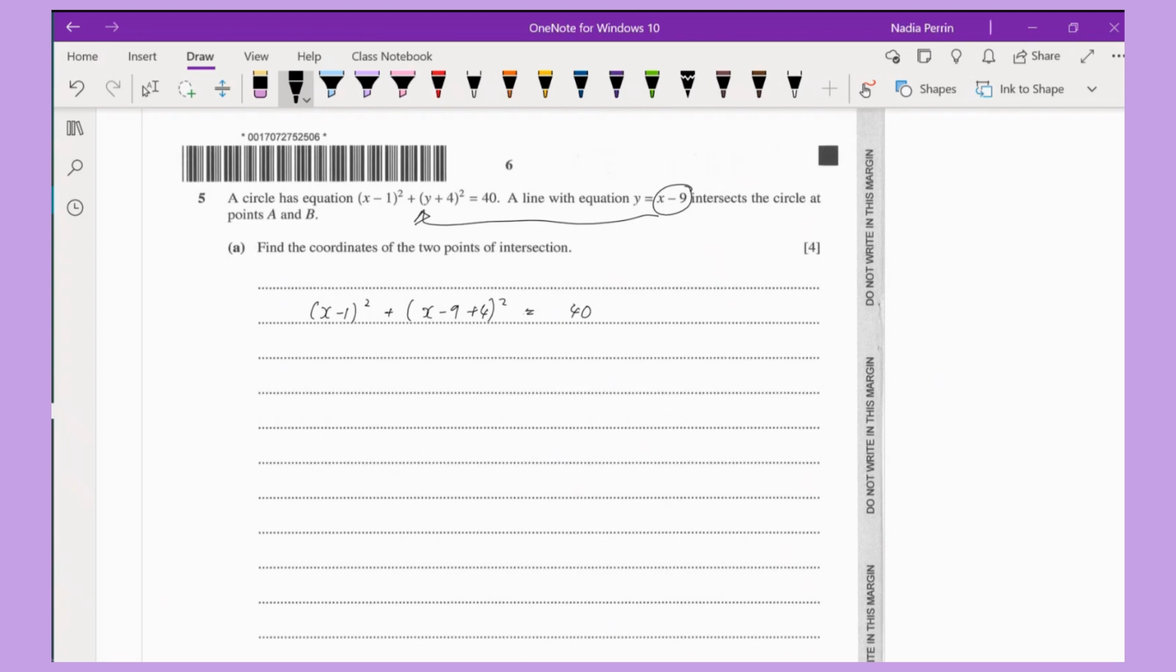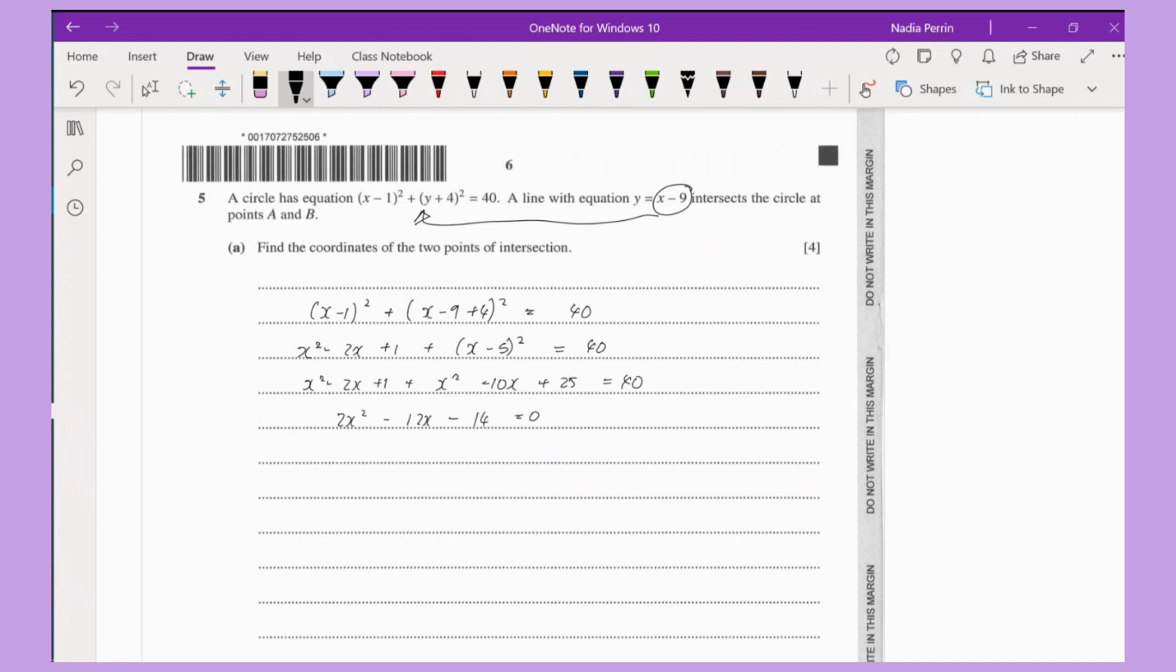So expanding that first lovely bracket, I have x squared minus 2x plus 1, and this one has become x minus 5 squared. So expanding that second one is x squared minus 10x plus 25, and then just collecting everything together to make a new quadratic. So we have plus 26 on the side, minus 40, so we get minus 14.